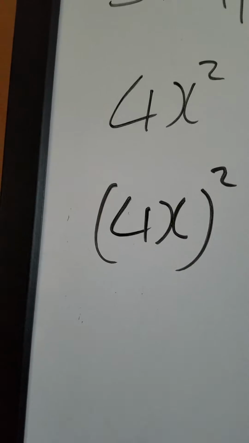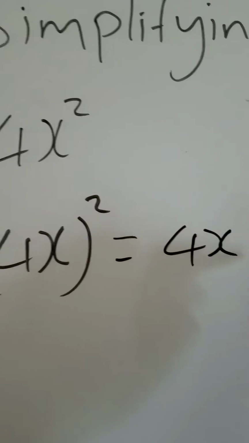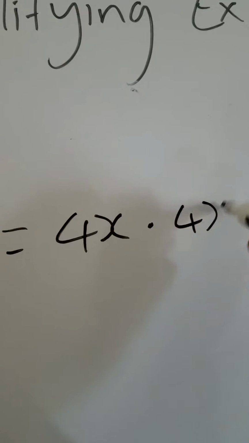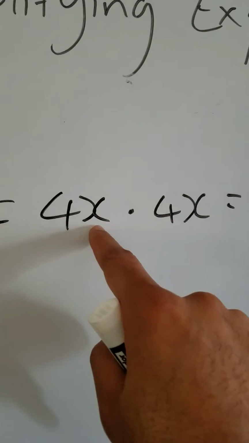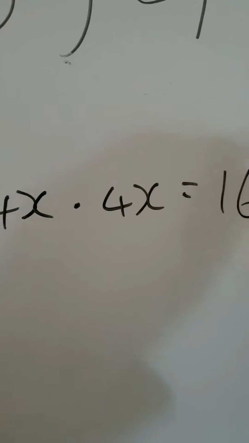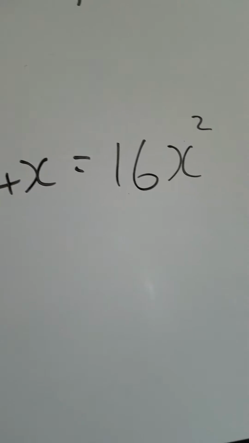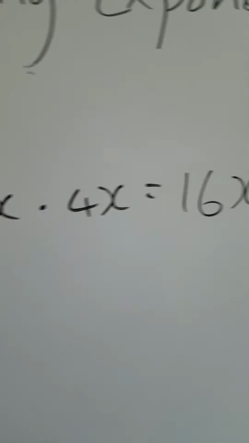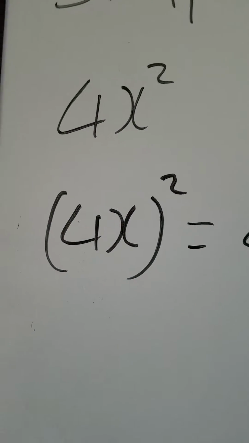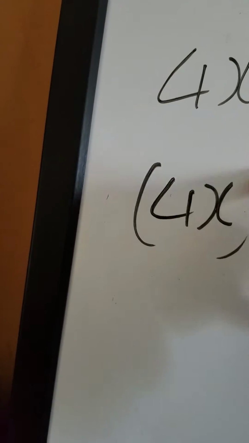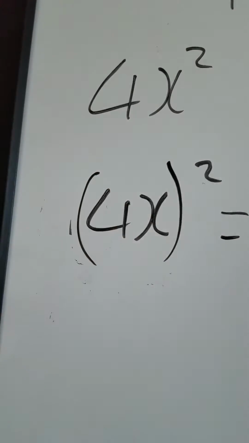This, on the other hand, is telling you that you have 2 copies of 4x, meaning you have 4x times another 4x, which 4 times 4 we know is 16, and x times x gives us 2 copies of x, which is how we got this answer. So now we have the squared on the x only because we already did the multiplication with the 4s. So again, we see where parentheses are very important. Without the parentheses, these would be the same problem. But the parentheses make a world of difference.